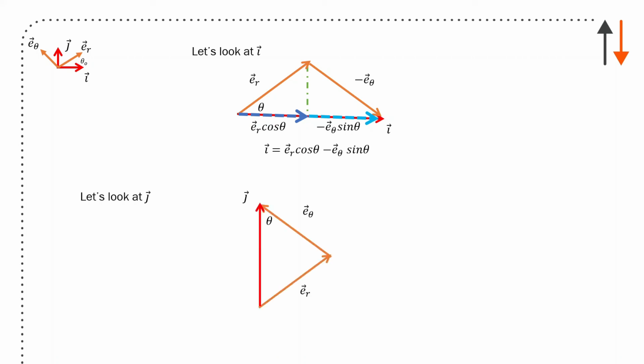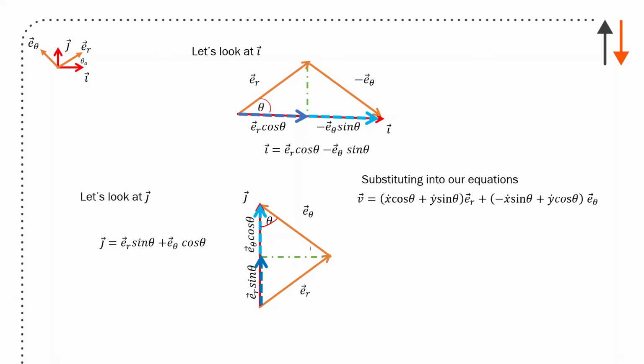If we look at j, we can do the same thing, but now e_r is positive, e theta is positive. Both of them are at an angle theta, and this is an angle theta up here. Put in the terms, and I get j is equal to e_r sine theta plus e theta cos theta. So again, a nice result here. Everything makes sense, and I've got something to work from here.